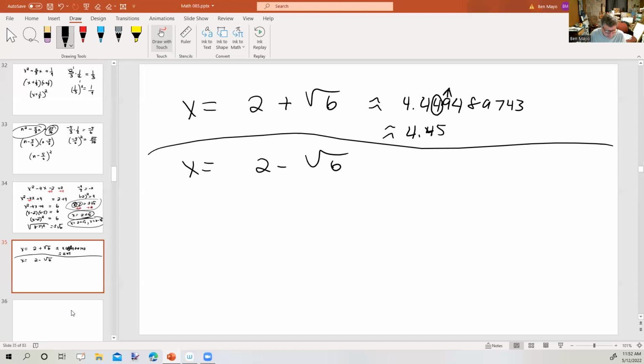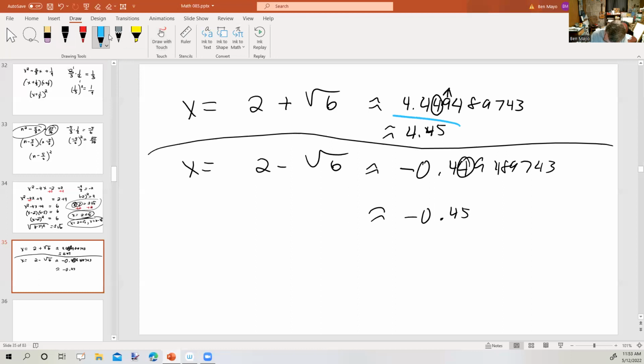Okay. Then I'm going to go back and put in 2 minus the square root of 6, and I get negative 0.449489743. And to the nearest hundredth, that would be negative 0.45. So I get those two answers. Any questions about that? No. All right, let's do another one.